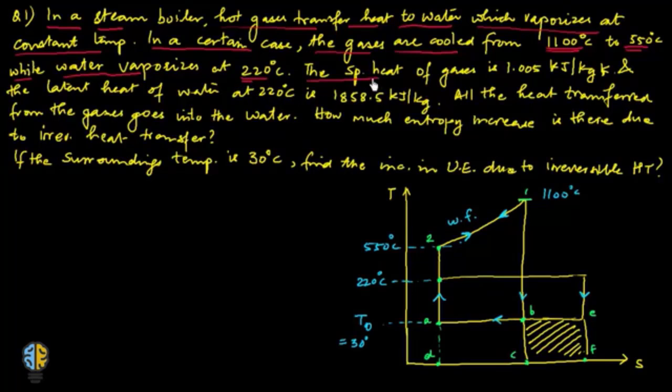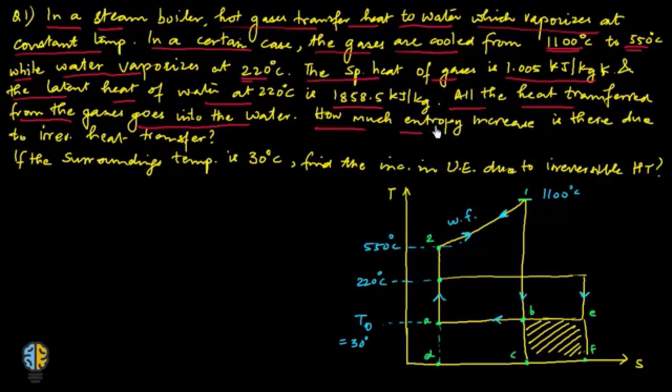The specific heat capacity of the gases is 1.005 kilojoule per kg per Kelvin, and the latent heat of water at 220 degrees Celsius is 1858.5 kilojoule per kg, because it vaporizes at a constant temperature. So the case would be of a latent heat absorption. So all the heat that is transferred from the gases goes into the water.